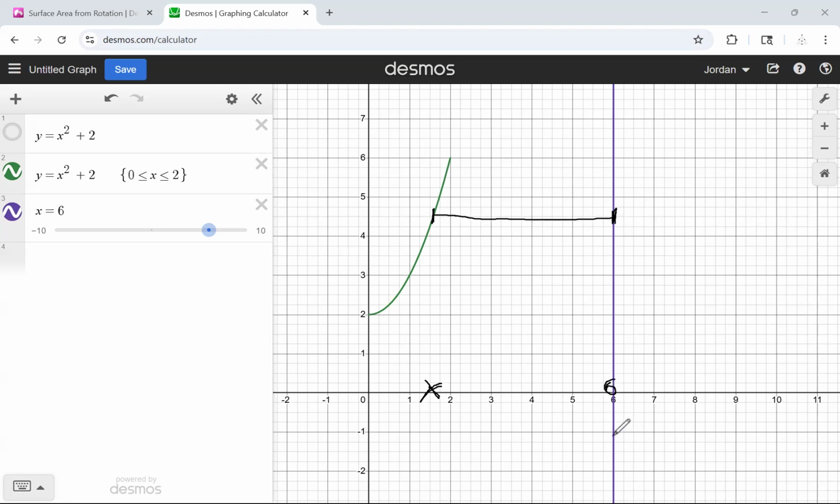Now, be careful with this because when we look at a radius, we tend to want to write a positive radius. I keep saying from an arbitrary x value to 6. When I write that in my formula, I'm going to write that as 6 minus x because the 6 is always going to be bigger than the x values that are between 0 and 2. So I will write the radius as 6 minus x so that it comes out as a positive radius, so that I get a positive surface area if I'm integrating with respect to x.